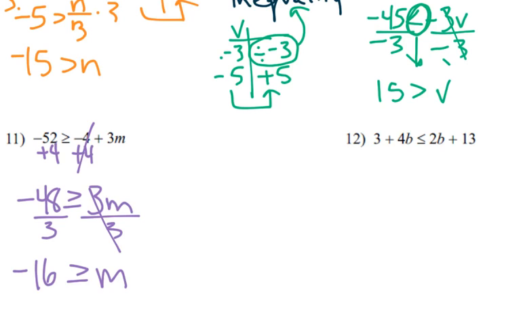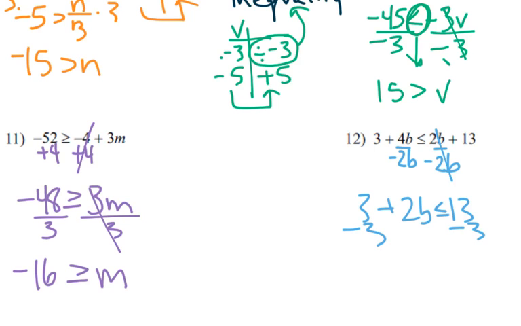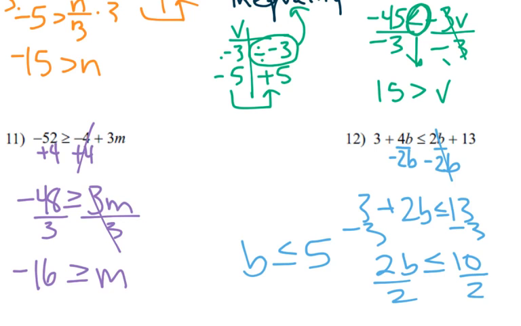Number 12, we've got the variables on different sides, so we start off by getting them on the same side. So that eliminates, we're left with 13. 3 plus 4 minus 2 is 2b. Subtract 3, we get 2b is less than or equal to 10. Divide by positive 2, so b is less than or equal to 5. So there we go with those type of problems.